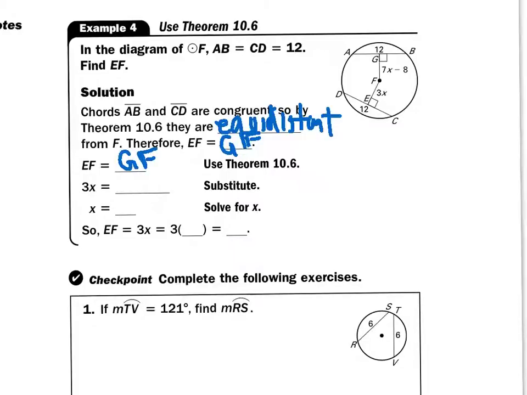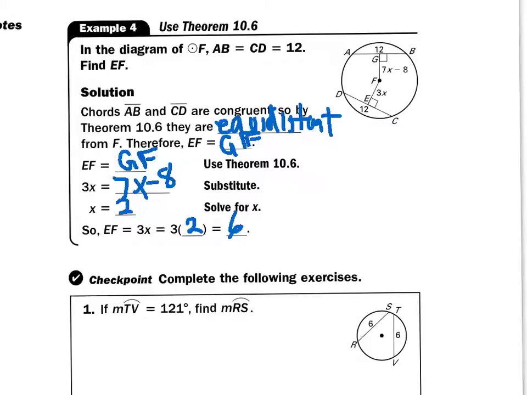So 3x equals 7x minus 8. If we add 8 to both sides, then we get, no, we don't need to add 8 to both sides. We need to subtract 7x from both sides. Get negative 4x equals negative 8. Divide by negative 4, so x equals 2. So EF equals 3x equals 3 times 2 equals 6.